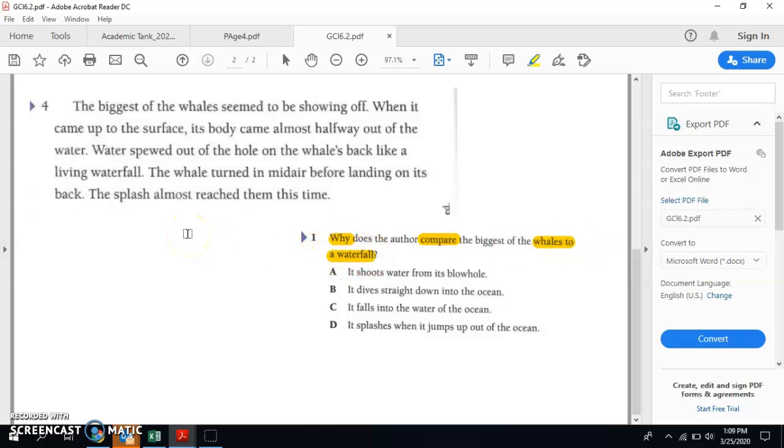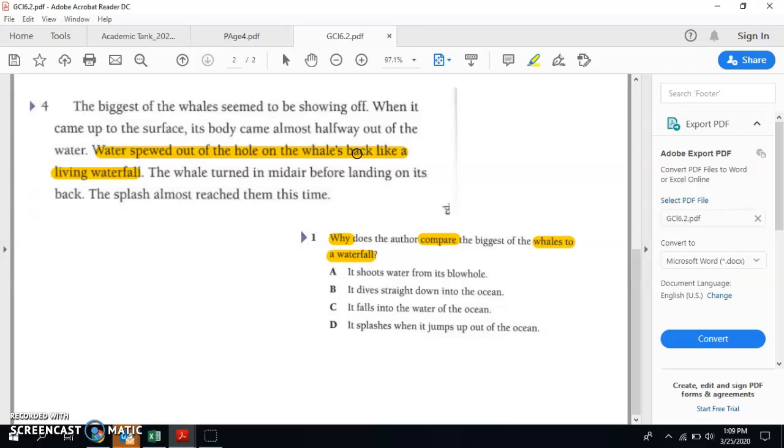So I'm going to look in my text and it says right here, water spewed out of the hole on the whale's back like a living waterfall. So since I know we're working on author's craft, I'm going to use that imagery and imagine what the author is trying to say. So I can imagine water coming out from the blowhole of a whale, going up in the air and then falling right back down.